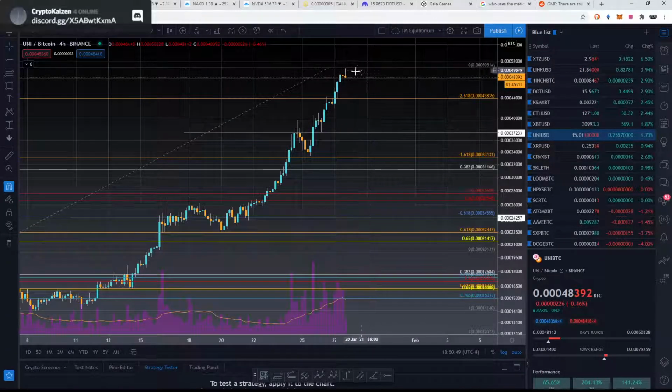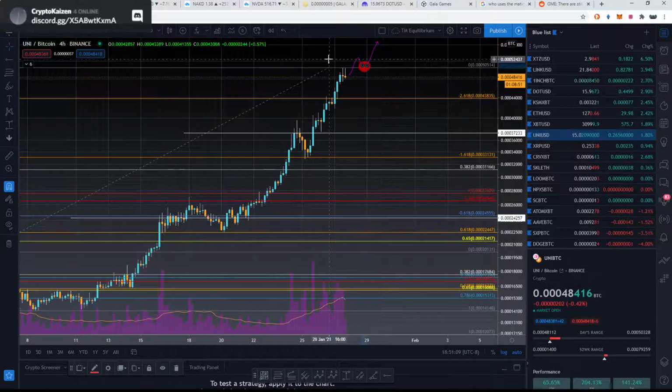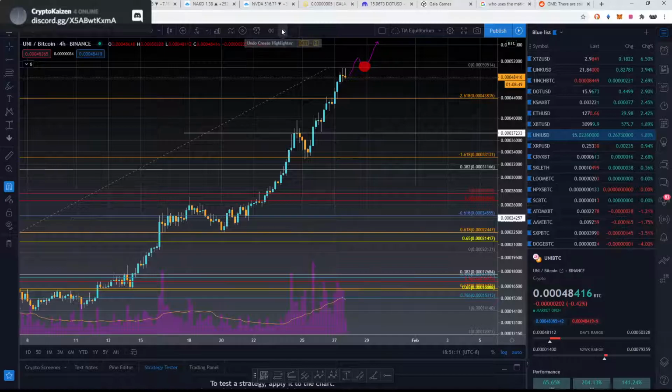re-entering on that. Usually what you want to see is it'll come up and then retest, and then off that retest, you should be buying in that area. Right here. That's where you should buy. So that's UNI. Okay. Let's see.